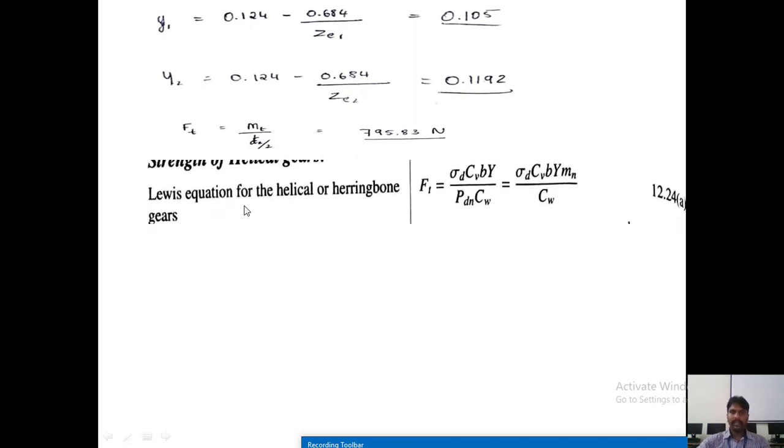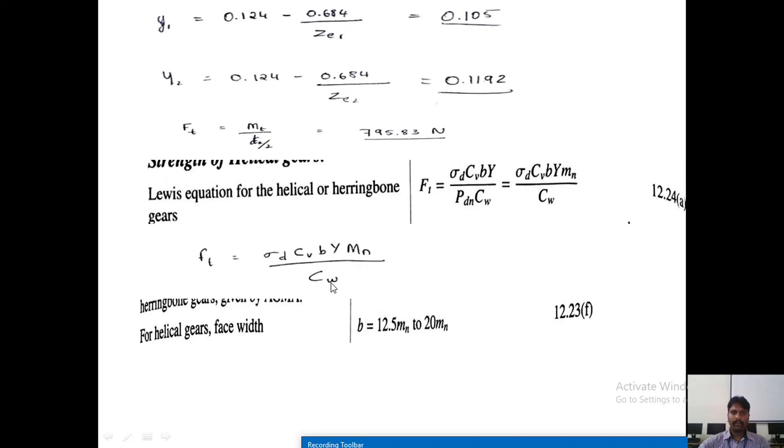So the Lewis equation is given as Ft is equal to sigma d Cv b Y Mn by Cw. In this, Cw is the parameter which is introduced in the equation. I already told you that B varies from 12.5 Mn to 20 Mn. So B is equal to K times of Mn. K is assumed in between, that is 16 for helical gear, into 4, that is 64.